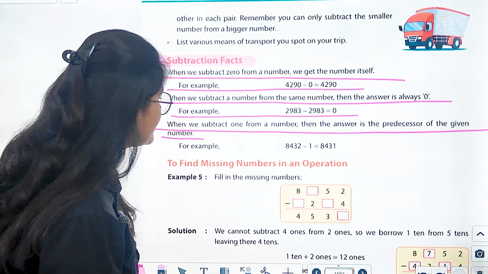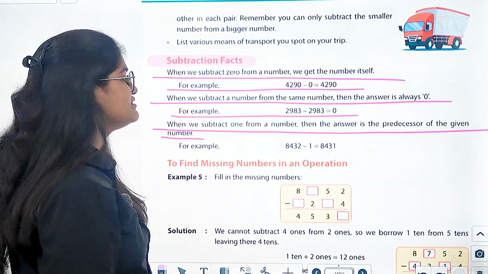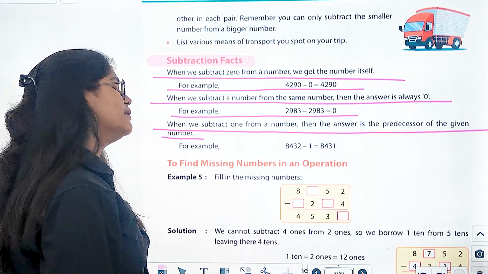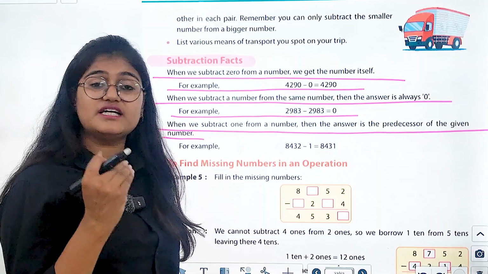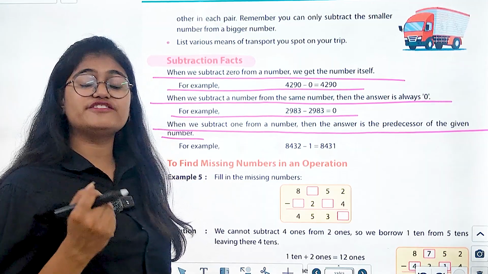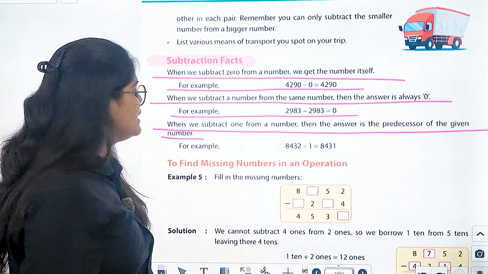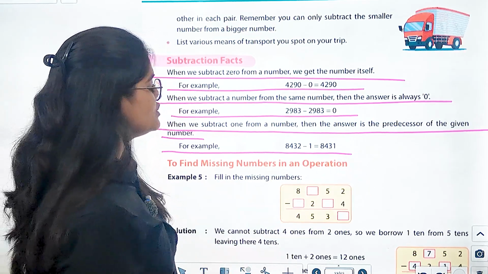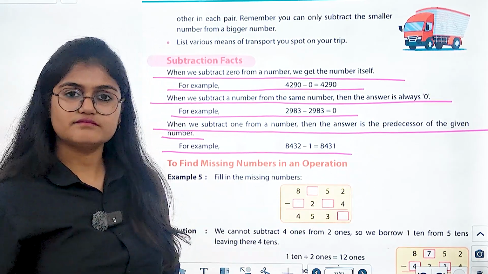जब हम सब्ट्रैक्ट करते हैं एक नंबर में से 1 को तो जो आंसर होता है वो ऑब्वियसली उस नंबर का प्रेडेसर होता है, यानी कि द नंबर जस्ट बिफोर द गिवन नंबर, राइट. जैसे कि एग्जाम्पल है 8432 minus 1 is equal to 8431. क्लियर.